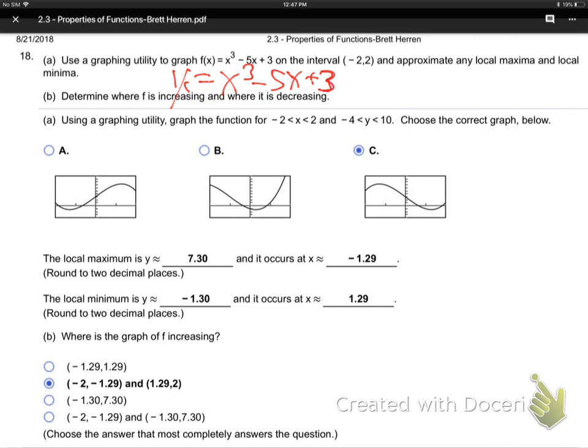And they're telling me the window. We're going to do something new today in 3 minutes here. They're giving me the x min, x max, y min, y max. So open your window button and put in x min, negative 2. Not minus 2, negative 2. X max, positive 2, y min, negative 4, y max, positive 10.